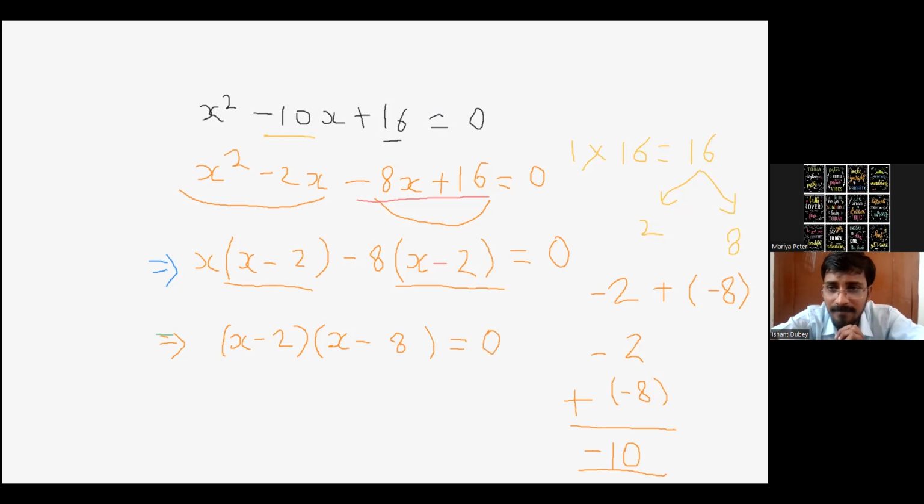Did you get it? Any doubt? Why, sir, have you written x minus 2 common, then how is this x minus 8 coming? Any doubt in that? No, sir. Okay. So now, in one parenthesis you are getting x minus 2, and within the other parenthesis we are getting x minus 8. Yes or no? Right? Okay.